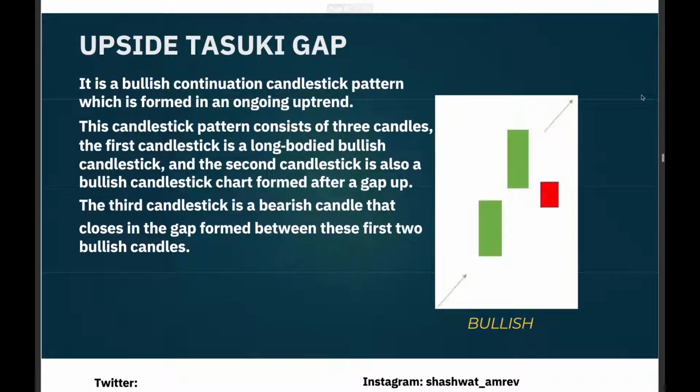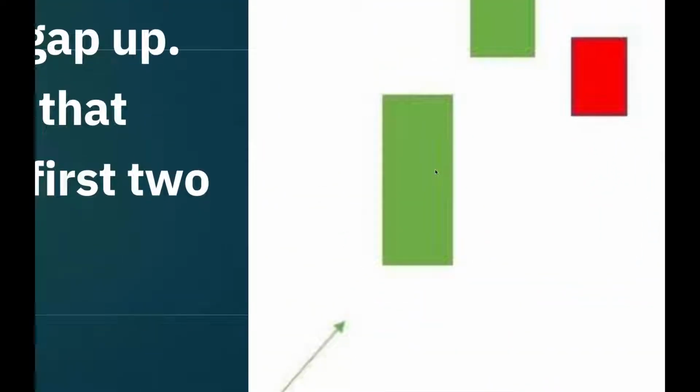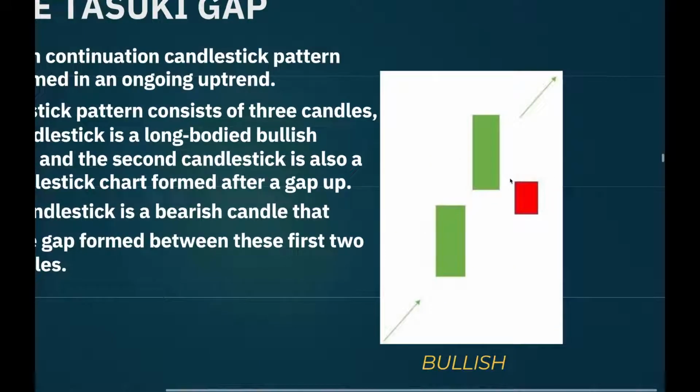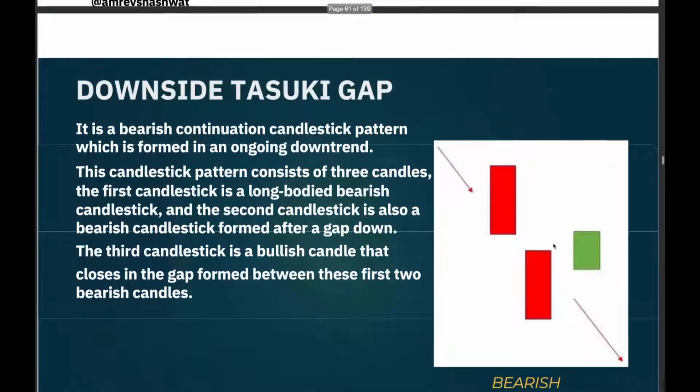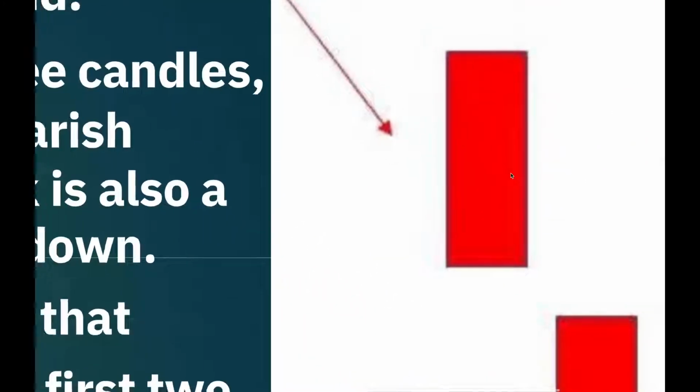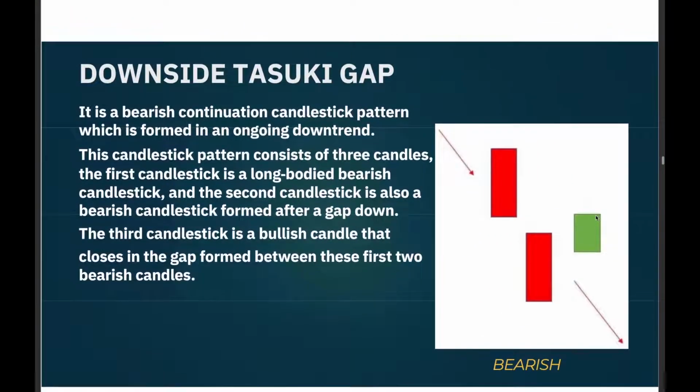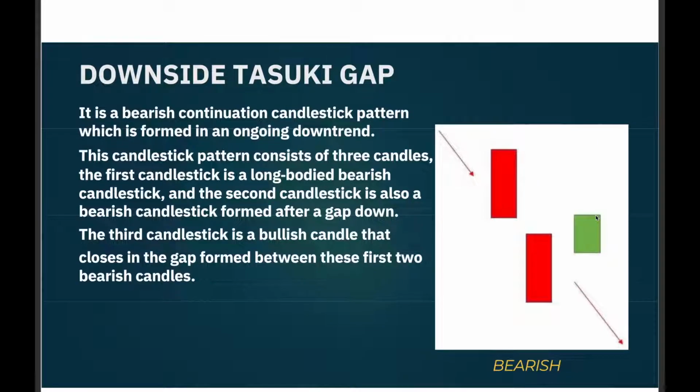Then guys, we come to upside Tasuki gap. This is again formed at the uptrend, a big gap, then again formed a big candle, a gap down, and again formed a red candle. This represents a bullish move. Downside Tasuki gap, a red candle found at the downtrend, then again a gap and a red candle, then again a gap and a green candle. This again represents a downtrend, a bearish move.